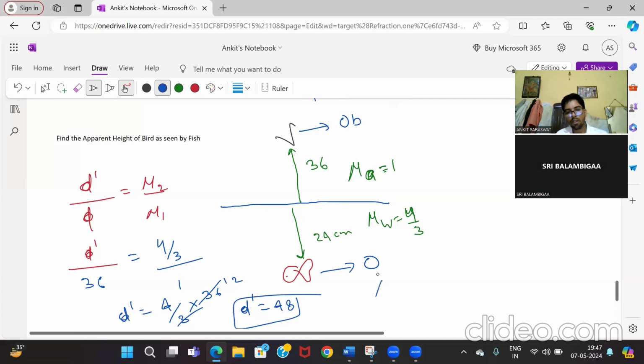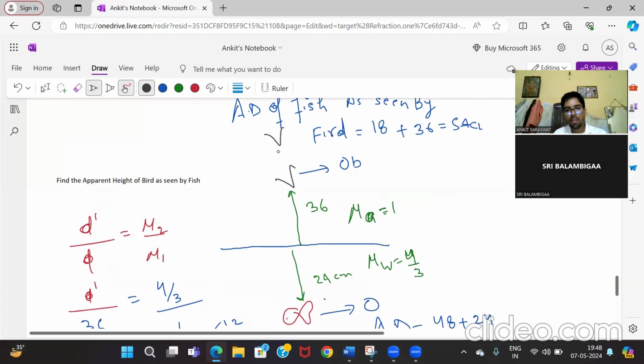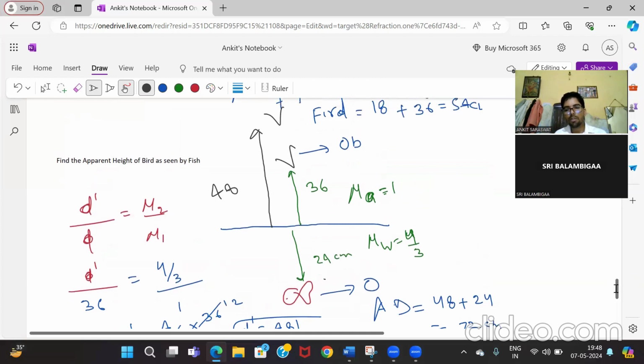Then what is the answer, the apparent depth? 72 centimeter, sir. I have a doubt, sir. Yes, tell me. Sir, I'm getting confused about where to add and where to subtract. No need to subtract. Distance you never subtract. Now tell me, this 48 means what? According to this fish, the bird is not here, the bird is here. 48. Clear? You should draw, otherwise you will be confused.